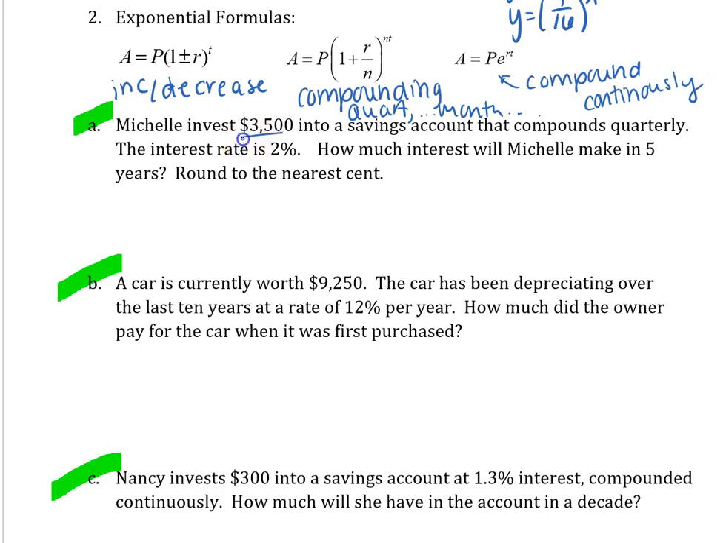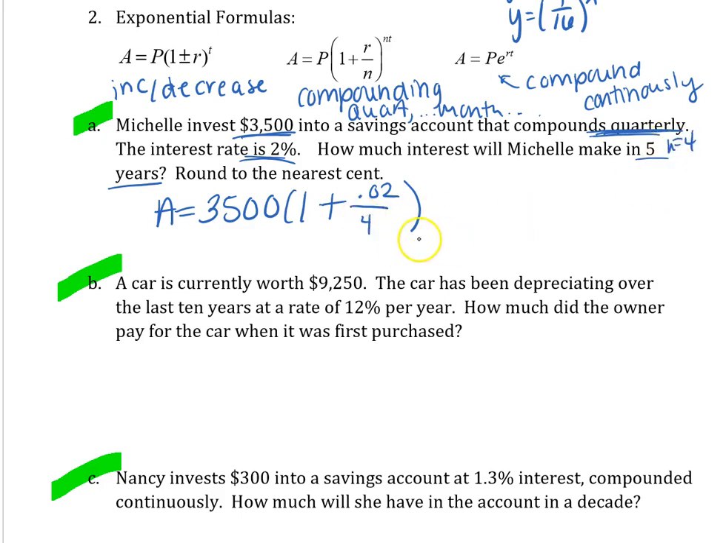So Michelle invests $3,500 into a savings account that compounds quarterly. So again, that's telling me I'm using this middle formula. The interest rate is 2%. How much interest will Michelle make in 5 years? Okay, so plugging in. This is her initial amount, so that's going to be P. Her rate is 2%, but I have to express that as a decimal. N is the number of times it's compounding. So if she's compounding quarterly, that means 4 times per year. So I'm going to divide that by 4. Okay, it's going to balance with 4 at the top. T is the number of time in years, so multiplied by 5.